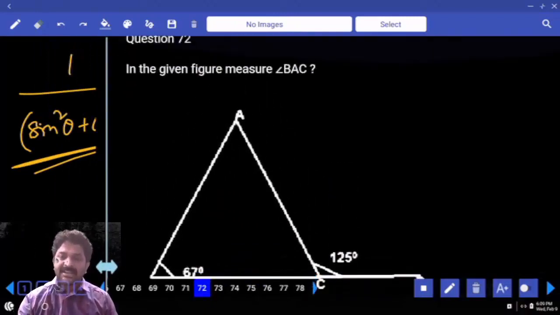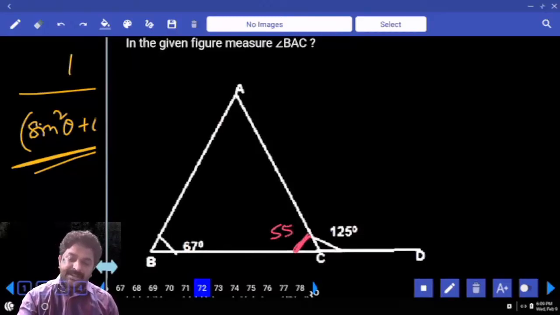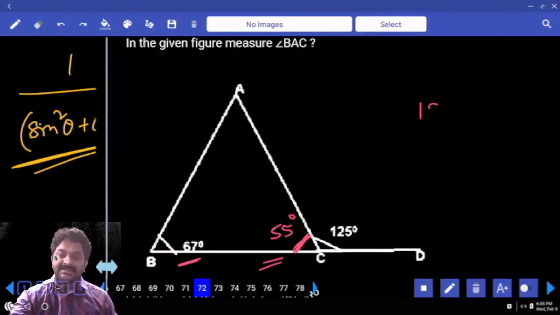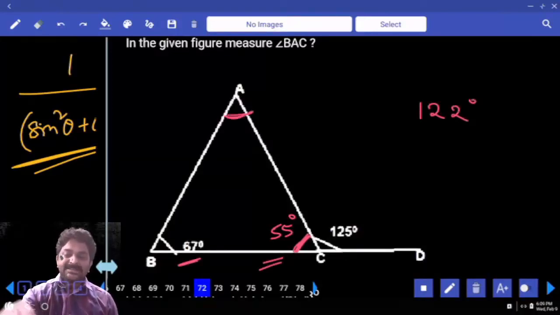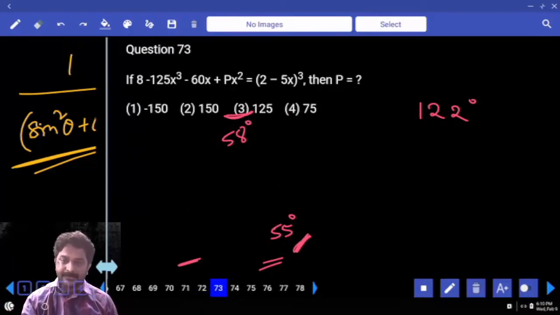Right, we were asked to calculate the angle BAC. This is a straight line. The exterior angle at C is 125 only. Then the angle here must be equal to 55 degrees. Already we have 67 plus 55, that is equal to 122 degrees only. Then the angle at A must be equal to 58 degrees, then only the sum becomes 180 degrees.